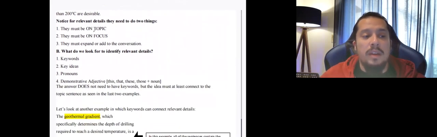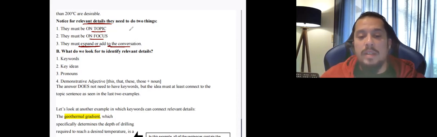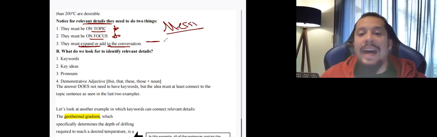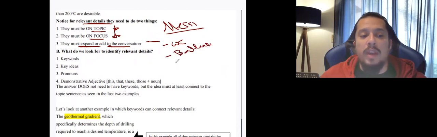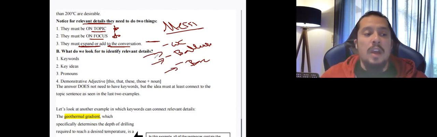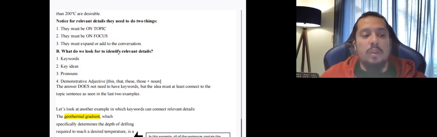Now, notice, right? For a relevant detail to be correct, it must be on topic, on focus, and it must expand or add to the conversation. Right, like we saw in the military situation. Those are the first two steps, and now we're adding details, right? We're not adding new information, we're adding to the conversation, right? So for example, if I'm talking about Messi, right? When I add to the conversation of Messi, well, he won a World Cup, well, he won the Ballon d'Or, whatever, he played at Barcelona. All the details I add are related to Messi. New information means something outside the topic, right? We don't want that.